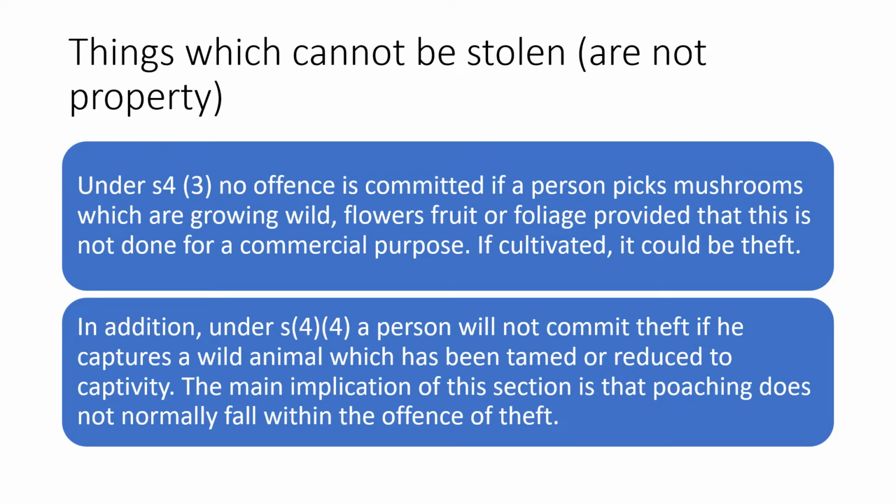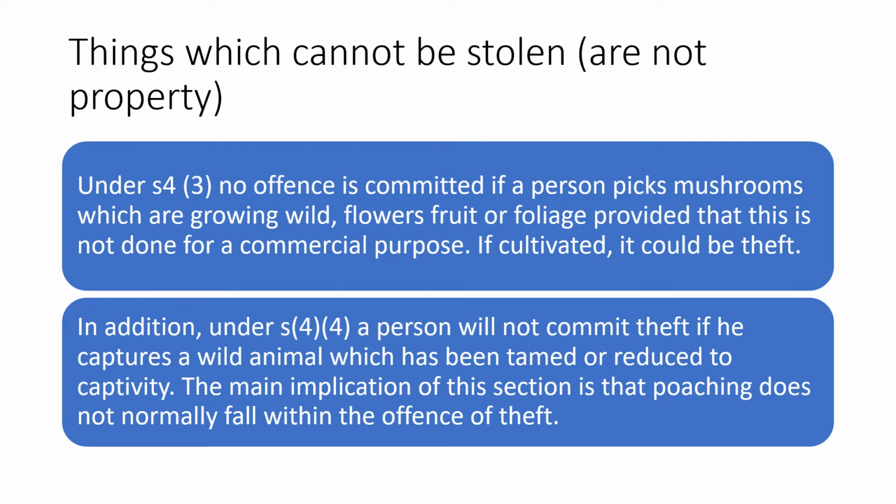So some things which cannot be stolen, and therefore, because they're not property, are under Section 4.3, things like wild mushrooms. So any wild flowers, fruit or foliage, provided it's not done for commercial purpose. So if the plant is cultivated, then it could be theft, it could now be property. In addition, under section 4 subsection 4, a person will not commit theft if he captures a wild animal which has been tamed or reduced to captivity by the defendant.